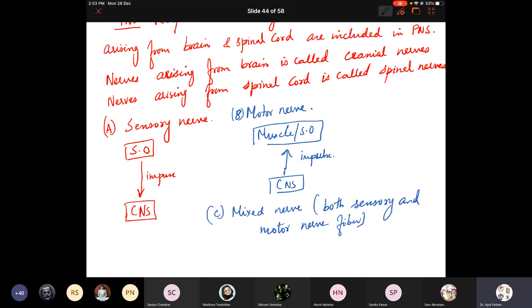Mixed nerve contains both sensory and motor nerves. So these all are the different types of nerve. We'll be studying here cranial nerves and the spinal nerve both. Please write down this slide.